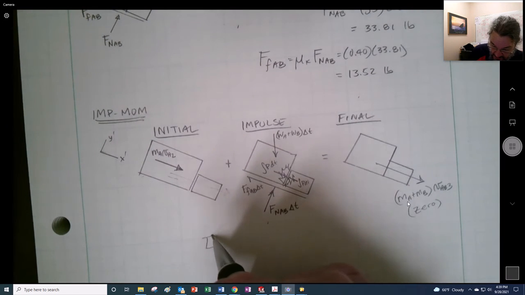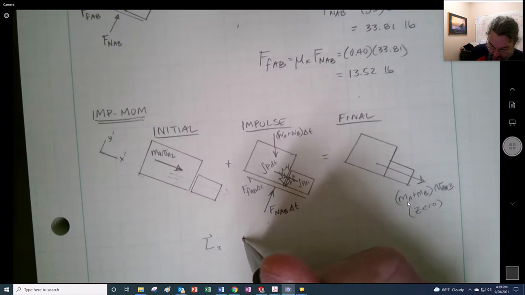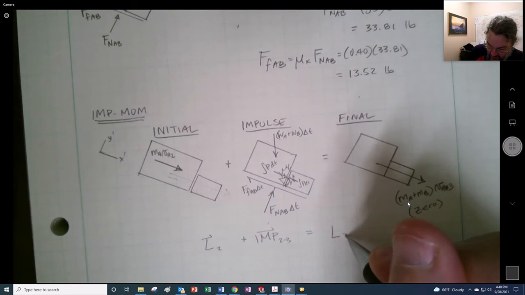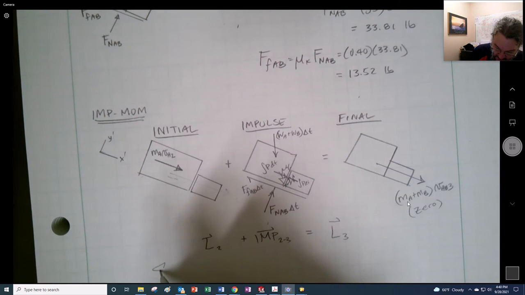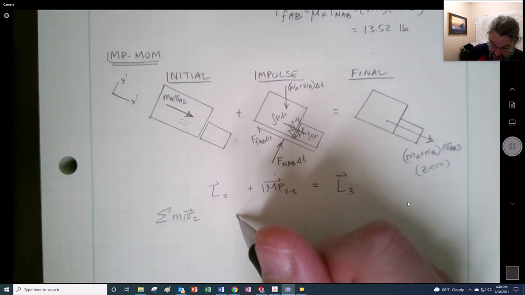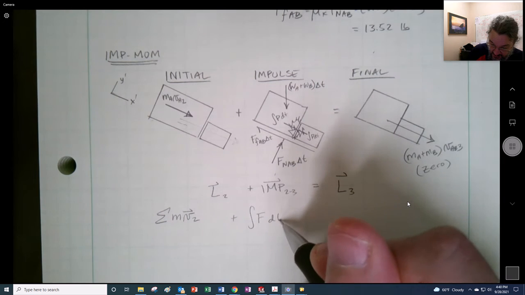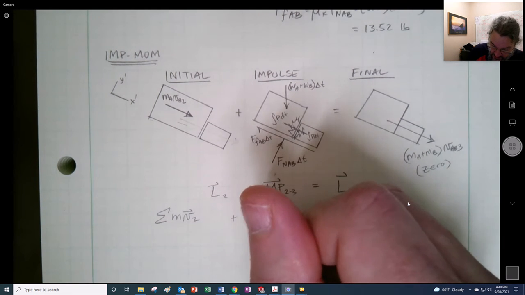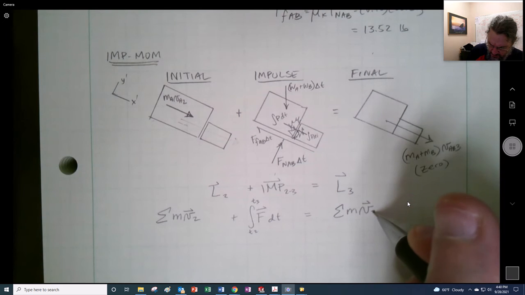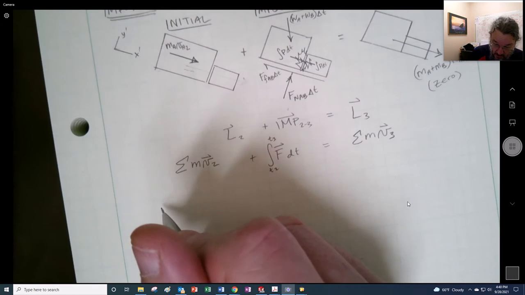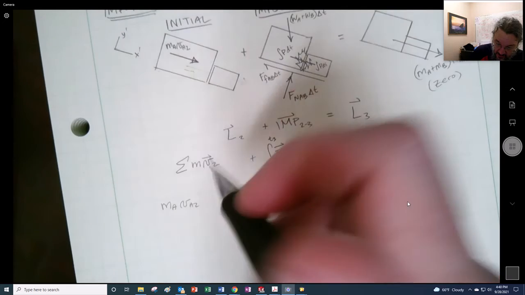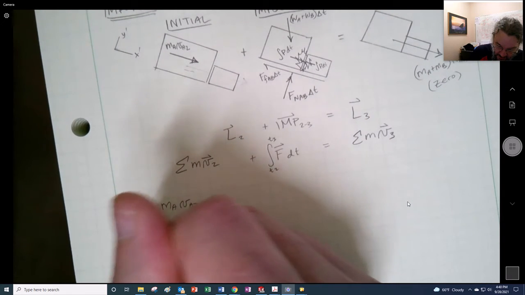So what we're still saying is L2 plus the impulse from 2 to 3 is going to be equal to L3. That is the summation of momentum at 2, as a velocity, plus the integral of F dt from time 2 to time 3, equal to the summation of momentum. Did I say moments? I think I said moment by accident. Momentum. So what we have here is MA VA2, right? And we need to say this is in the x prime direction.